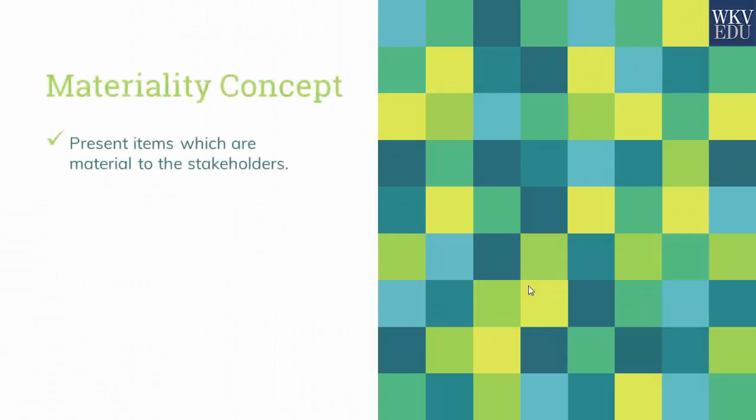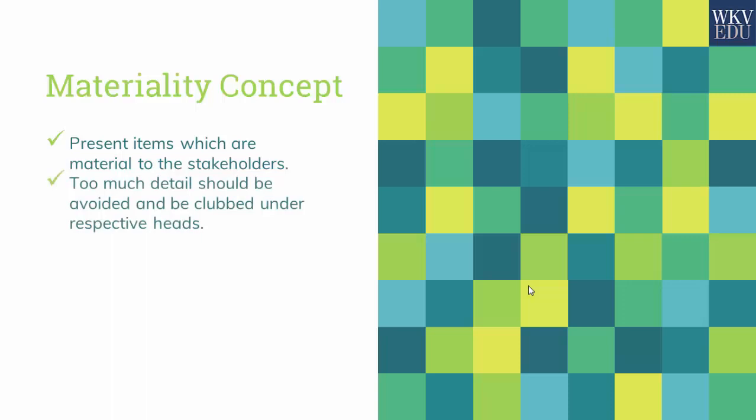Materiality concept. The materiality concept tells us to present items that are material to the stakeholders. So this becomes a little subjective for the management that decides what are the things one should report on and what are the things one should not report on. So it is their discretion that comes in here, what they consider to be material for stakeholders and what they consider to be immaterial for stakeholders. Too much detail should be avoided and clubbed under respective heads.